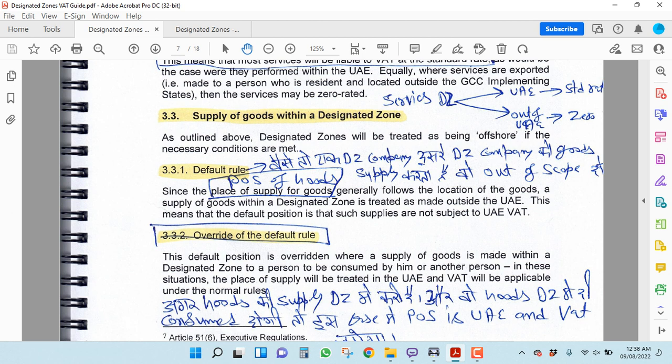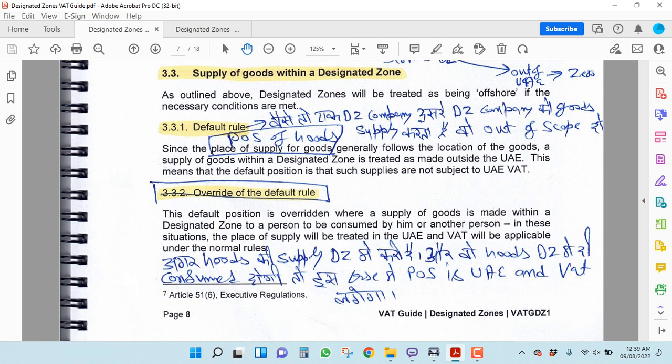Supply of goods within a DZ. As outlined above, DZ will be treated as being offshore if the necessary conditions are met. Default rule: since the place of supply for goods generally follows the location of goods, a supply of goods within the DZ is treated as being made outside the UAE. This means that the default position is that such supplies are not subject to UAE VAT.